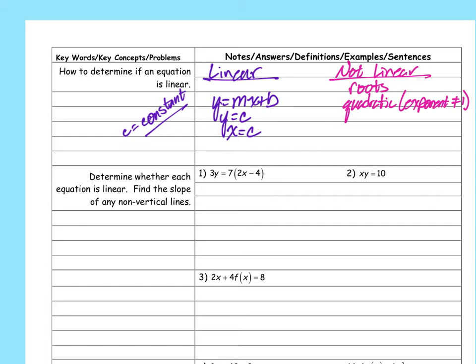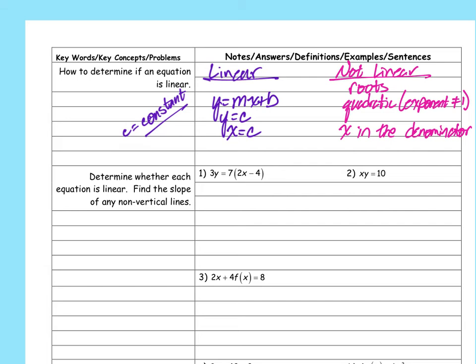Okay, and then I think the last one I want to talk about is if I have an x in the denominator. So if I look at y equals mx plus b, my variable, my x, is in the numerator. I don't have an x in the denominator. We haven't started talking about that yet. That's like fourth quarter for us. We're not going to even talk about that till fourth quarter.